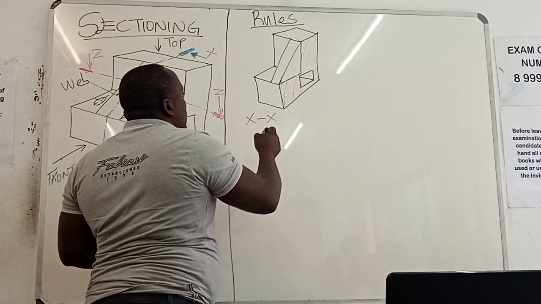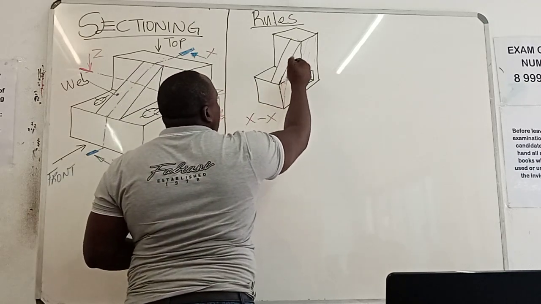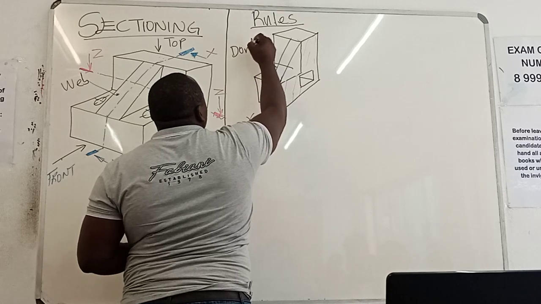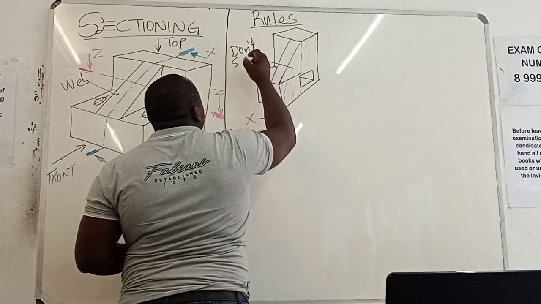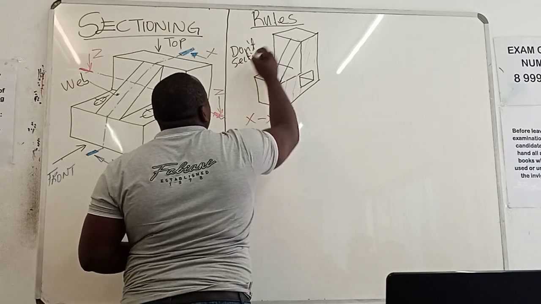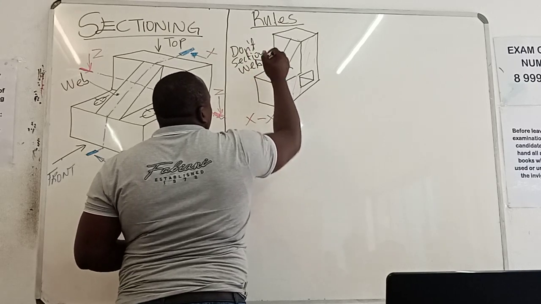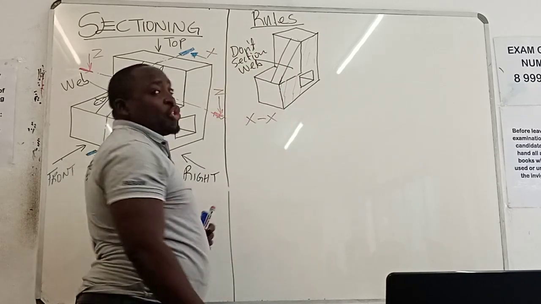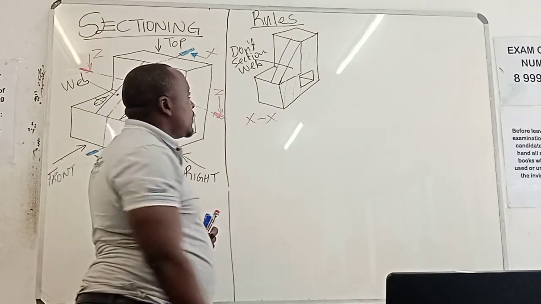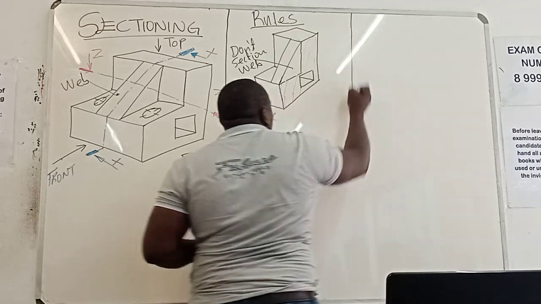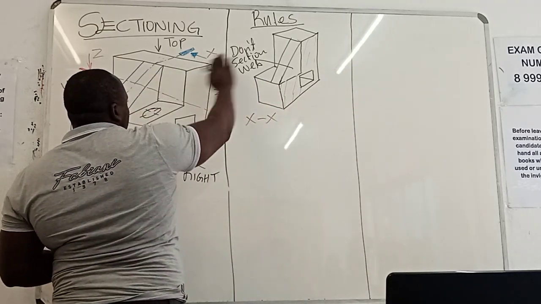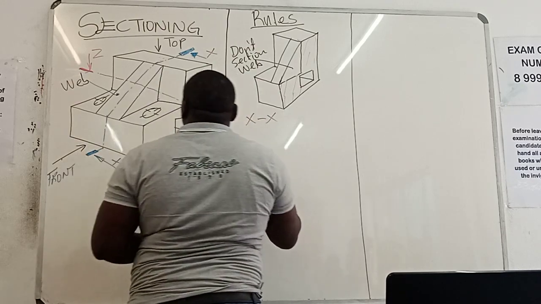So the web is not to be sectioned. Don't section the web in this situation. If I cut it across, like this one for the top view, this is how the drawing will look.